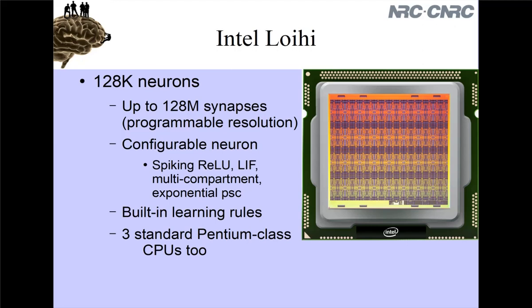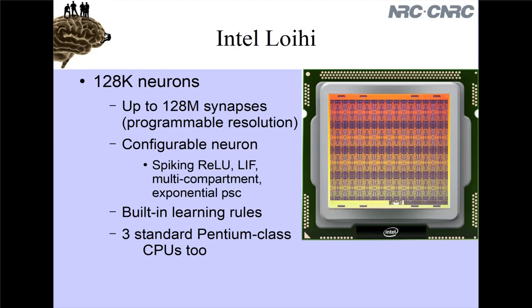So it's got a configurable neuron where you can do leak, integrate, and fire. You can do multi-compartment neurons. You've got exponential low-pass filters for your synapses. And they also did something that TrueNorth did not do, which is that they also had built-in learning rules.